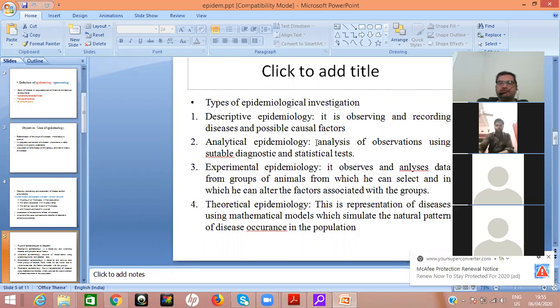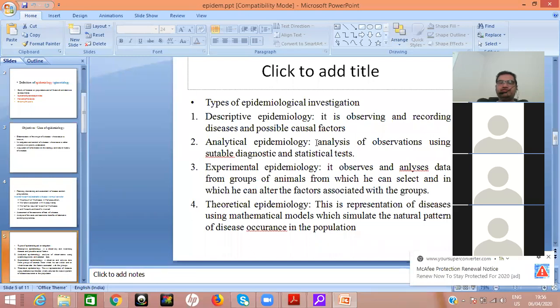Next is experimental epidemiology. So as soon as the experiment comes into play, it means two things. We have to have two groups of animals or two groups of population. One is being exposed to a certain disease condition and another is control. So if we compare the symptoms between the exposed group and the control group, we can have certain data generated.